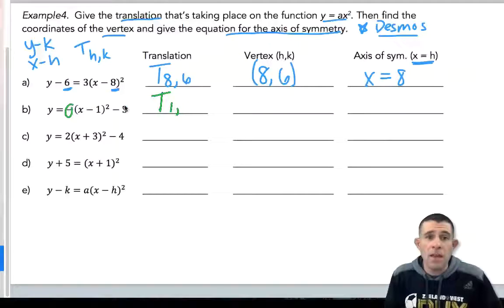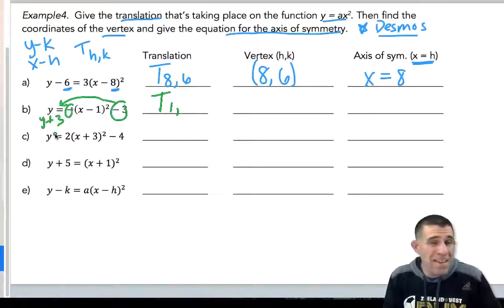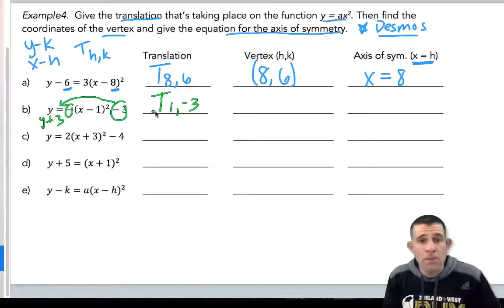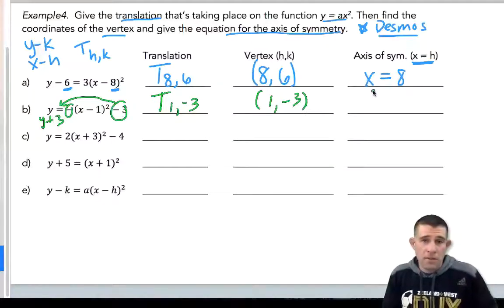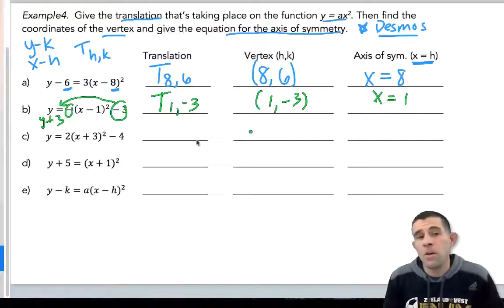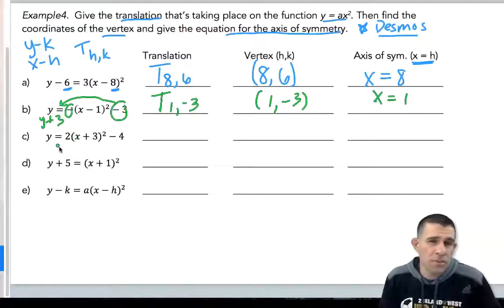And my k, if I were to bump this guy back over to the other side, I would have written y plus 3, which means it was really y minus a negative 3. So my k value here would be negative 3. So I'm translating this by moving it right 1 unit and down 3. Therefore, my vertex will be at (1, negative 3), and my axis of symmetry will be at x equals positive 1.